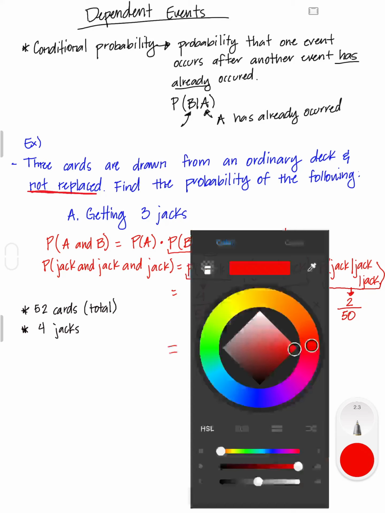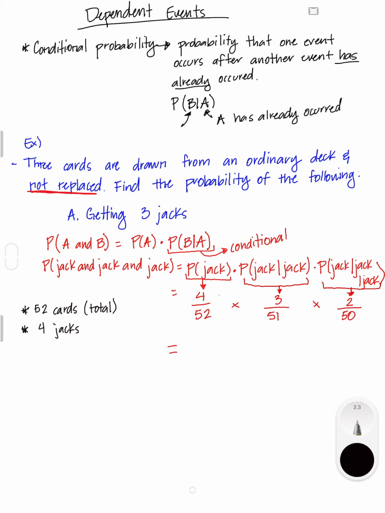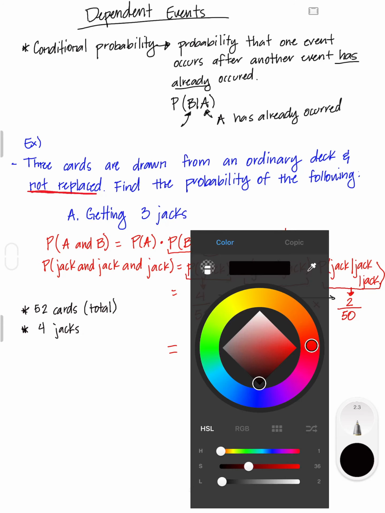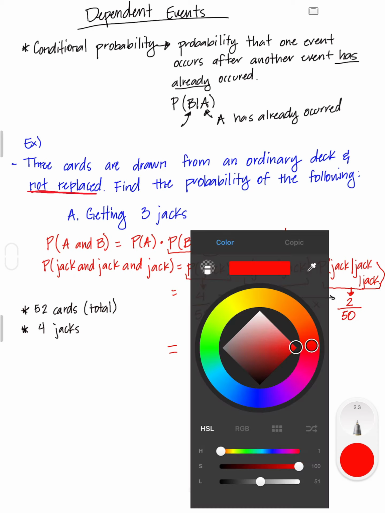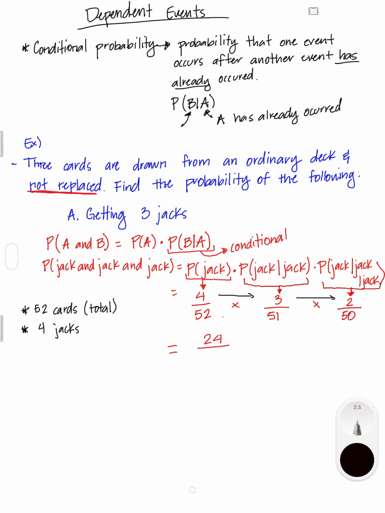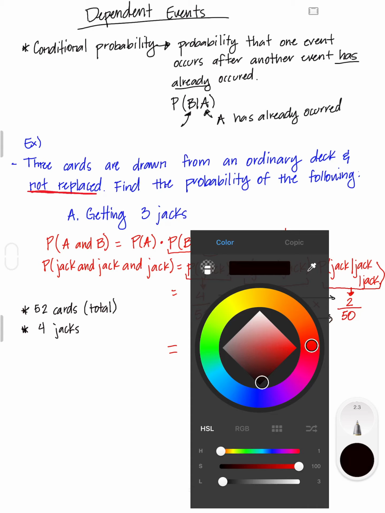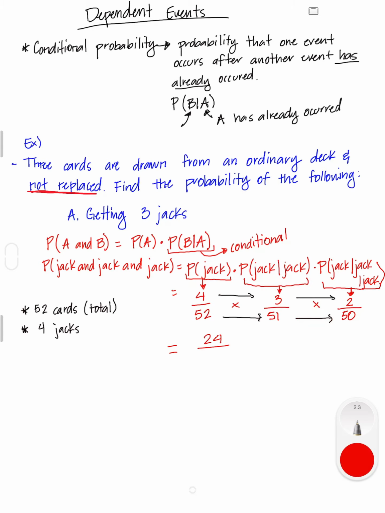Now from here, remember when we are working with fractions and multiplications, we multiply across. So the numbers on the top are going to multiply. So 4 times 3, that's 12, times 2 is 24. And then we multiply the denominators as well. So 52 times 51 times 50, that is going to give us 132,600.